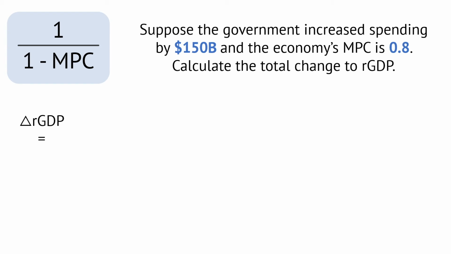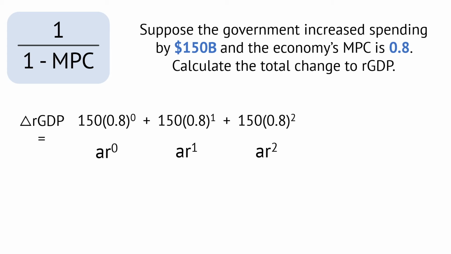And then we're going to start adding up those different parts of that series, right? So a times r to the 0th power. Now for us, we actually can substitute numbers in. We know a, the initial change to spending, is 150 times our MPC of 0.8 raised to the 0 power, plus a times r to the 1st power, which again is 150 times 0.8 to the 1st power. And then we can go on and do that to the 2nd power, and then we can do that all the way up until we get to the nth power.